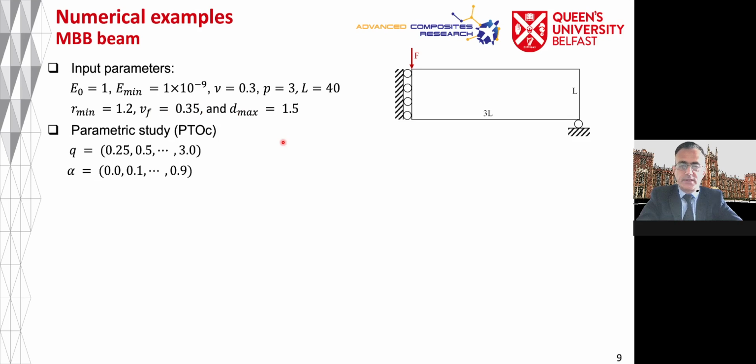So first we are doing some parametric study on these two parameters, Q and alpha. Here we are using Q from 0.25 to 3, and alpha from 0 to 0.9. Again, for the parametric study, we are using a relatively coarse mesh or discretization, which is 20 by 60 background cells or 21 by 61 nodes. And then we are using 100 optimization iterations.